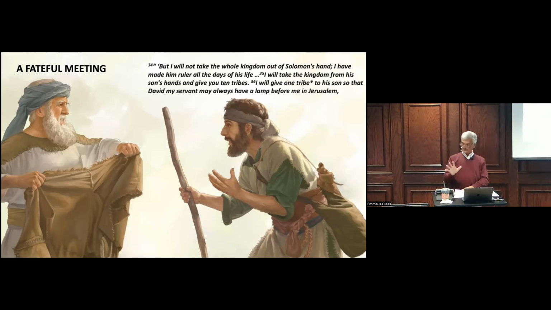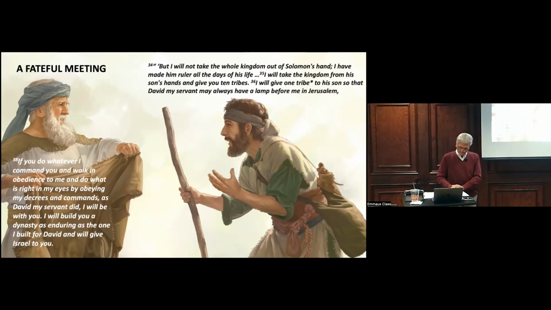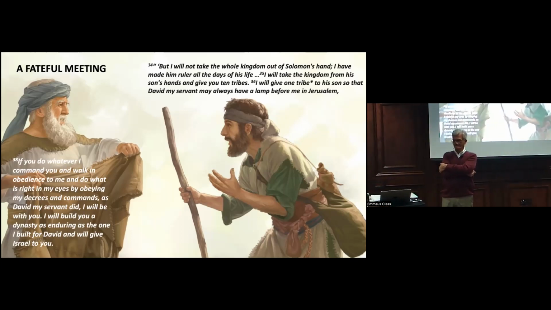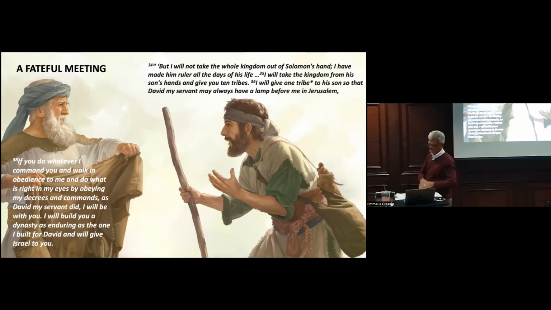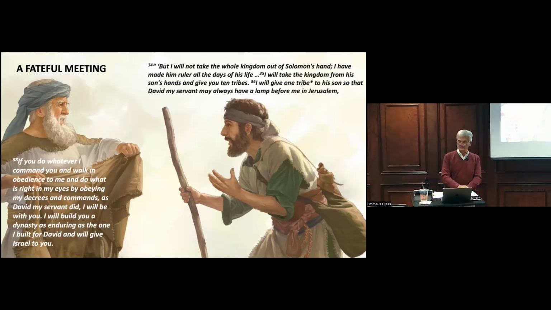But he says, I'm not going to do it during Solomon's life. So this guy goes to Egypt and he's waiting for Solomon to die. But then he says something that's interesting. Verses 37 and 38: "However, as for you, I will take you and you will rule over all that your heart desires. You will be king over Israel. If you do whatever I command you and walk in my ways and do what is right in my eyes by keeping my statutes and commands, as David my servant did, I will be with you. I will build you a dynasty as enduring as the one I built for David, and I will give Israel to you." Sounds a lot like God's warning to Solomon, doesn't it? Walk in my ways as my servant David did.